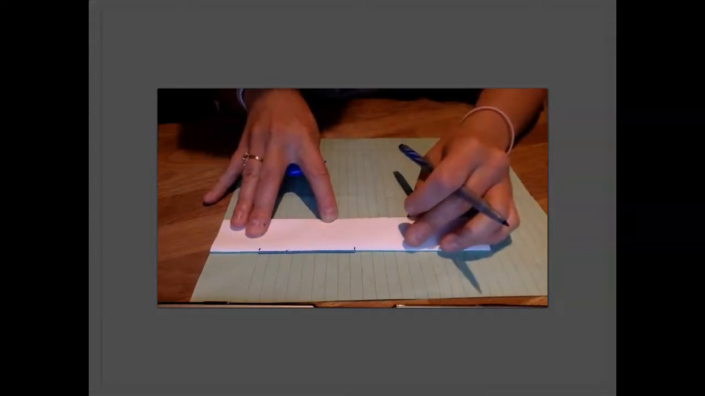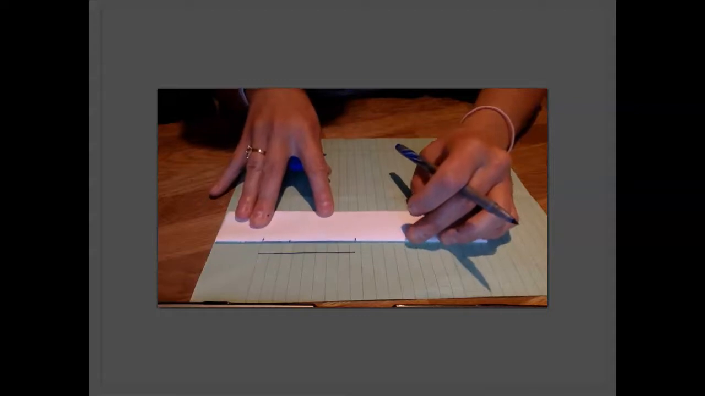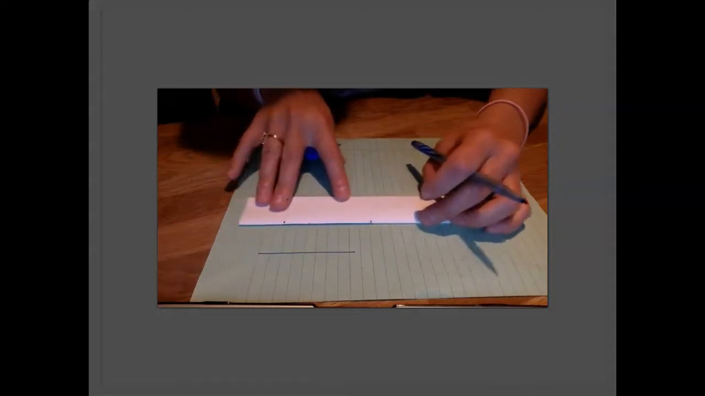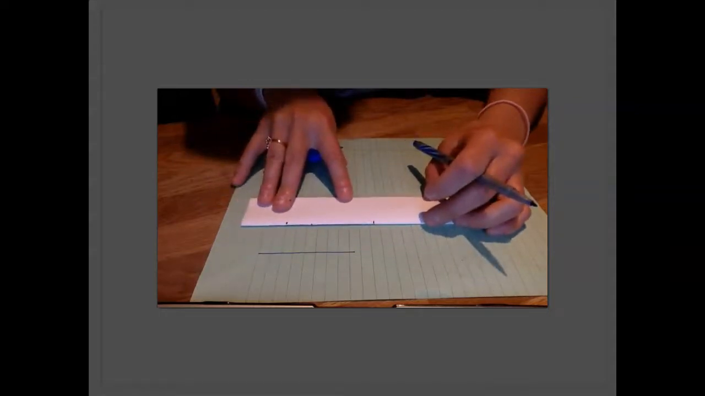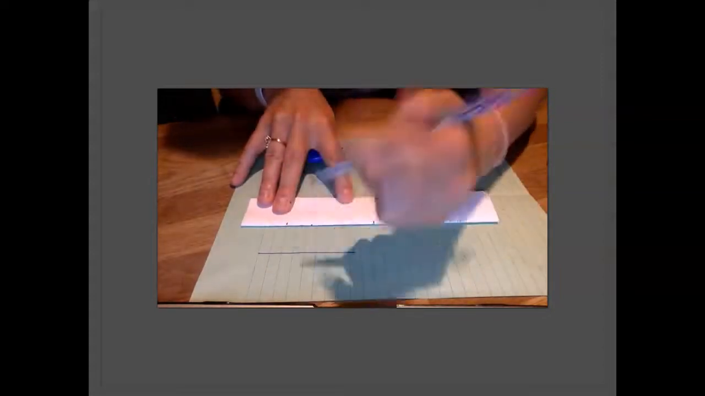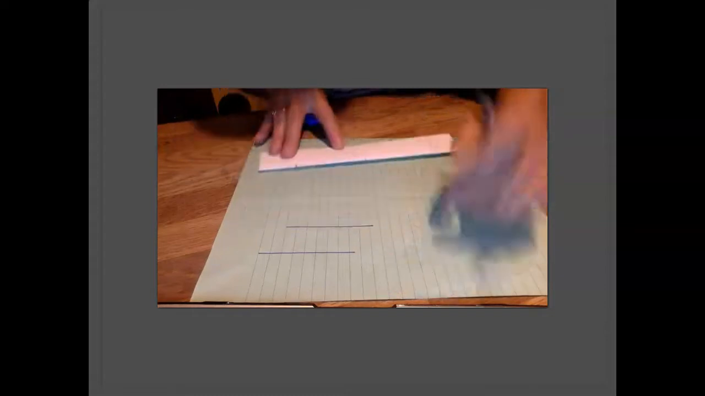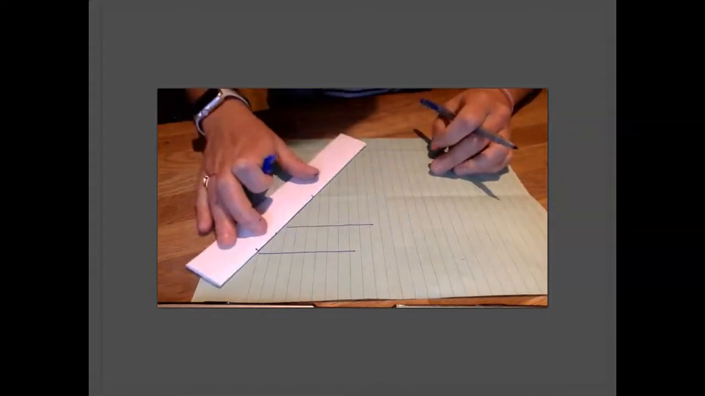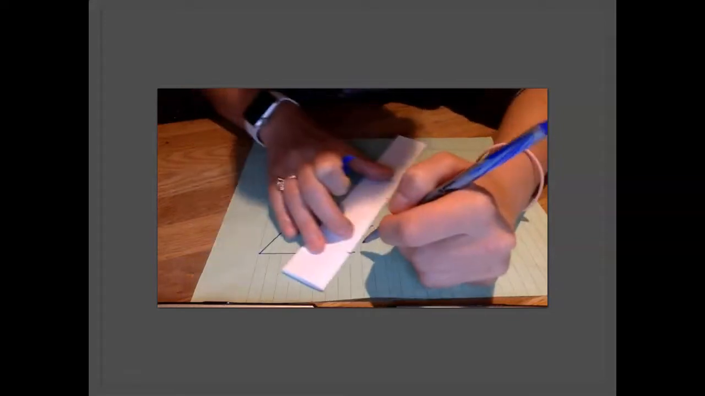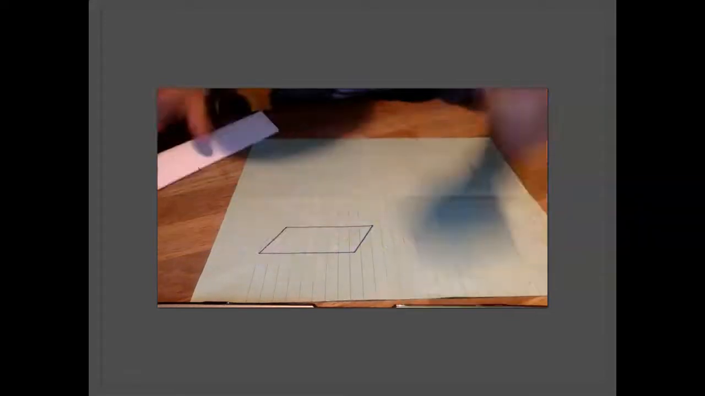Now I want to make sure that the second line is parallel. So I'm just going to scooch it down, but I'm going to scooch it over a little bit. So it's going to be parallel, so where if it keeps going, it would never touch. I'm just going to scooch it over a tiny bit. So there are my two parallel lines. Now I'm going to connect it. Connect, connect. So I just drew a parallelogram.